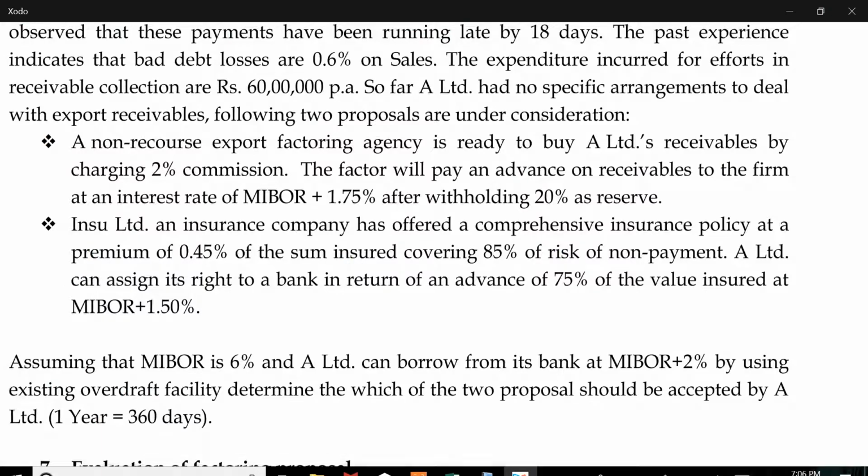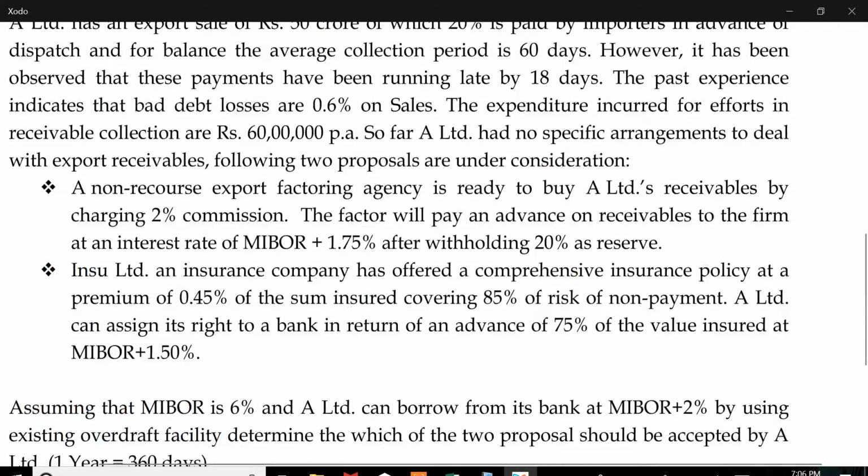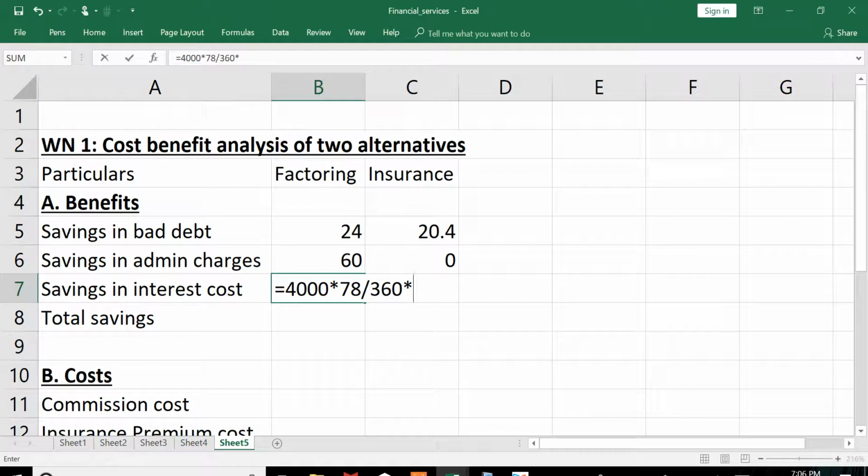The most important one is this. I hope you guys have done it properly. It is 4,000, which is your credit sales, into 78 days by 365. 360, sorry. 78 by 360 into. This guy is ready to give loan only to the extent of 80%. He is going to hold back 20%. So I get a loan of only 80% of this amount.